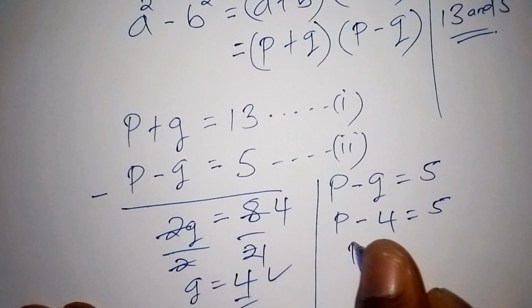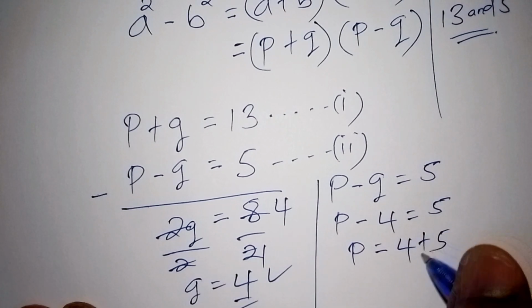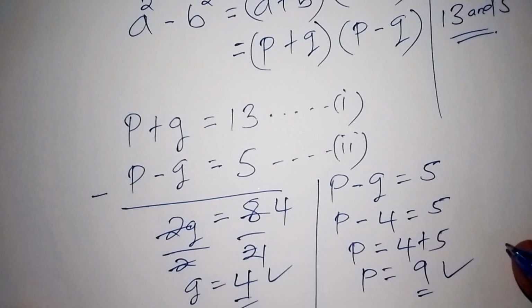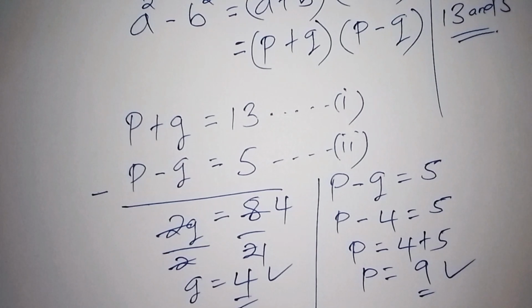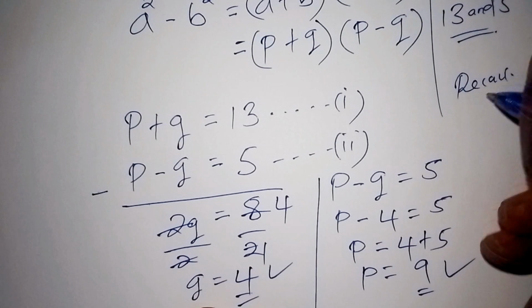So our value for p now is equal to 4 plus 5. So now our p is equal to 9. So let's recall what we had initially.